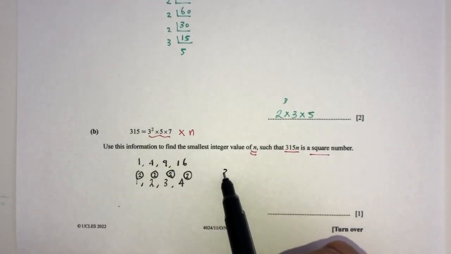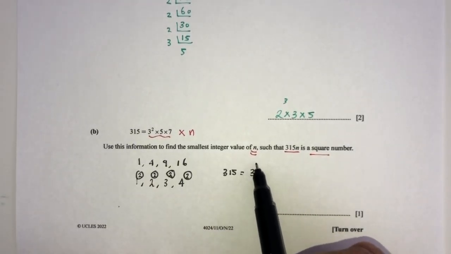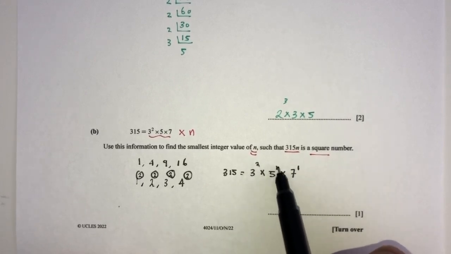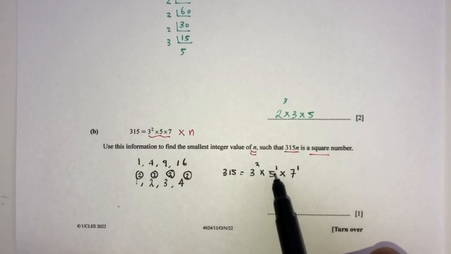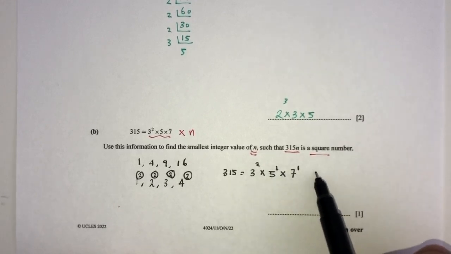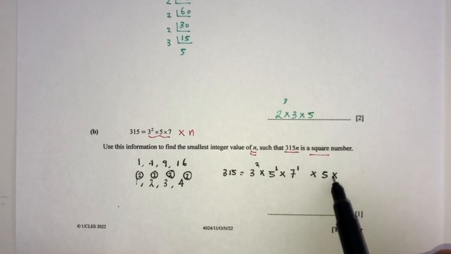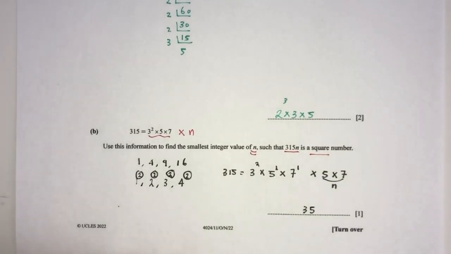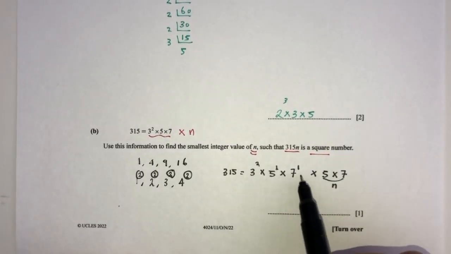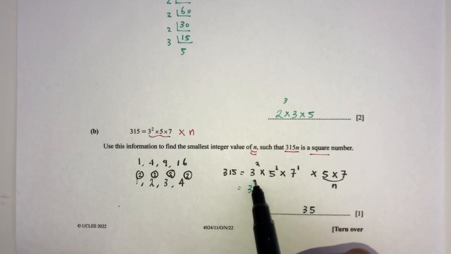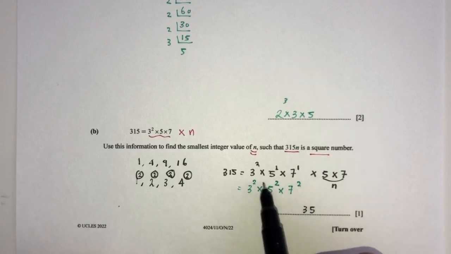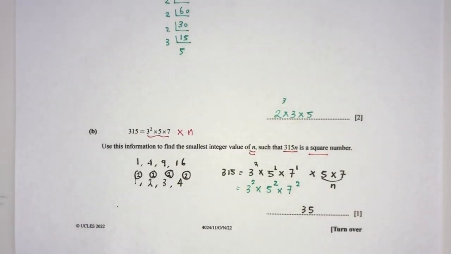For example, here 315, we have 3 square, 5 times 7. So what are we missing? We're missing the square. How can we change that to square? By multiplying by 5 and multiplying by 7. So this will be your n, and that will be 35. Because if you multiply these numbers by these two, you will have 3 square times 5 square and 7 square. And since all are square, there will be a square number eventually. So that's the idea behind this question.